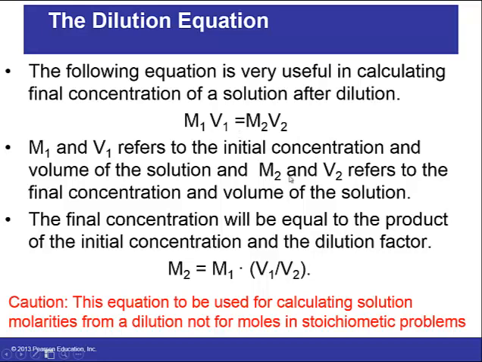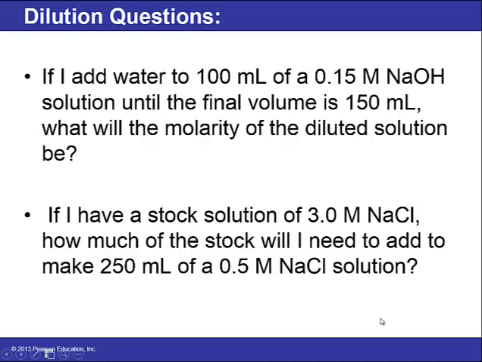So this equation is to be used only for calculating the solution molarities from a dilution. It's not used for calculating moles in stoichiometric problems where you're actually looking at the chemical equation and calculating moles. There you're going to use the formula weight to calculate your mole concentrations. So M1V1 equals M2V2 is only useful in making dilutions. That's our dilution equation. So we've got a couple of questions that we can try.